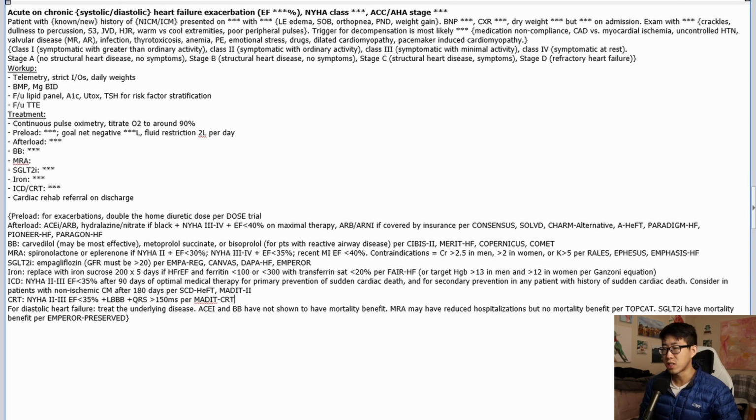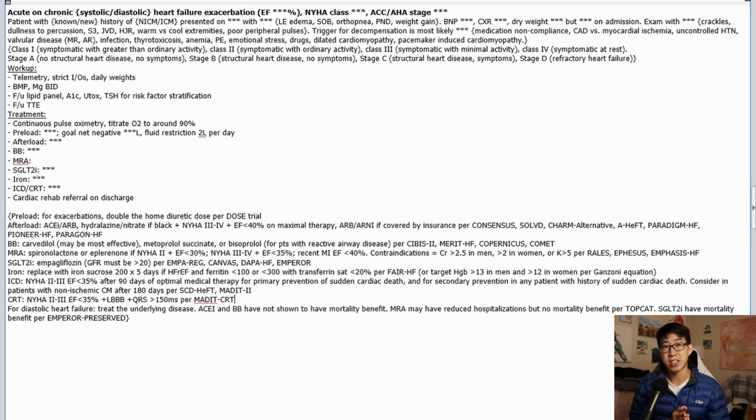And then SGLT2 inhibitors do have mortality benefit per EMPEROR-Preserved. And so a lot of times we are starting patients with heart failure with preserved EF on SGLT2 inhibitors these days. I do want to say, heart failure with preserved EF and reduced EF, typically we think of reduced EF as being worse, but actually a pimp question that I got was, what is the 5-year mortality rate for both of these conditions? And actually the 5-year mortality for heart failure with reduced EF and preserved EF is 50% for both. So both of these are a pretty bad condition to be diagnosed with.